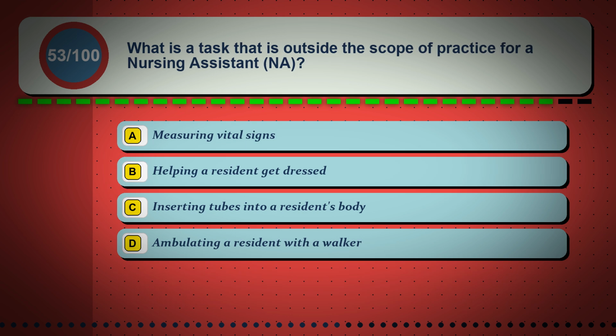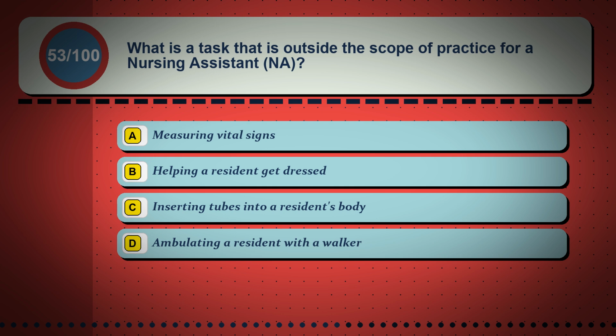Question 53. What is a task that is outside the scope of practice for a nursing assistant, NA? Option A, measuring vital signs. Option B, helping a resident get dressed. Option C, inserting tubes into a resident's body. Option D, ambulating a resident with a walker.